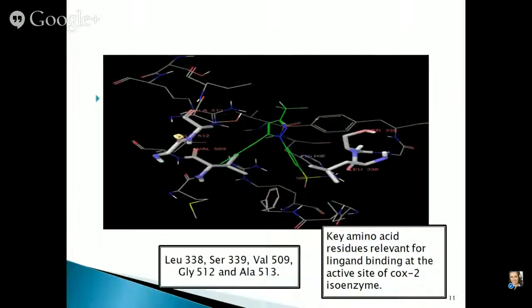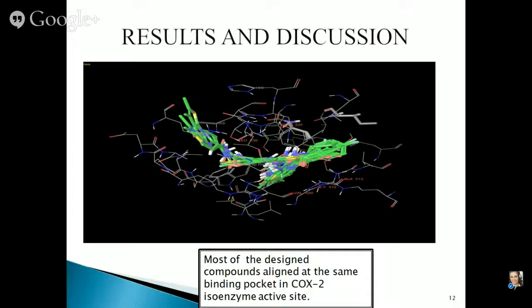This is the binding site of the cyclooxygenase 2 isoenzyme. These are the key amino acids that are responsible for the binding of ligands at the active site of cyclooxygenase 2. Likewise, this is the superimposition of all the molecules at the binding site of cyclooxygenase 2. Same as cyclooxygenase 1, all the docked molecules fall within the same range, that is, they bind at the active site of the cyclooxygenase 2 receptor.